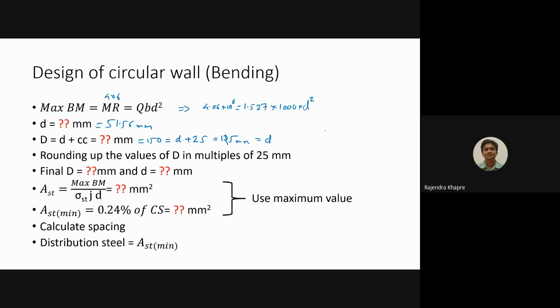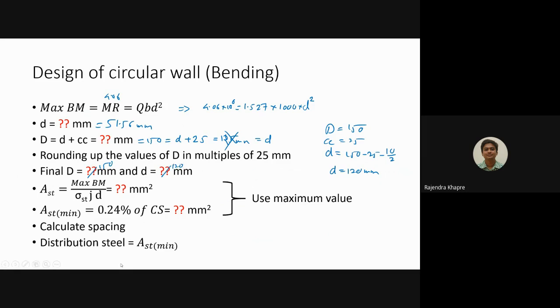Let me write down over here. Capital D is 150, and clear cover I am taking as 25. So effective depth is 150 minus clear cover minus half of the diameter of the bar. I am taking a 10 mm diameter bar divided by 2. So how much will your effective D come? 120. Forget about this for the time being. Take the small d value as 120 mm. So this will be 150 and this will be 120.